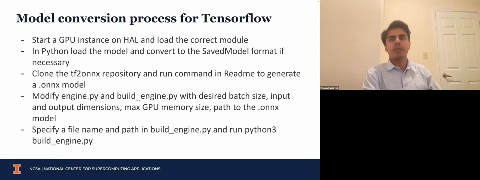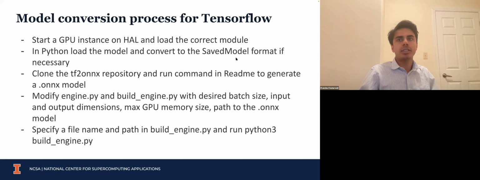One other thing to note is that you must have your TensorFlow model in the saved model format, which is a little bit more rare. It's not as common as generally you would save your TensorFlow model in an H5 format. There's a tutorial that tells you how to convert your model into a saved model format if it isn't already. So you would have to follow that tutorial before proceeding with the ONNX step. And again, you would have to modify engine and buildengine with the parameters of your model, just like with the PyTorch example.